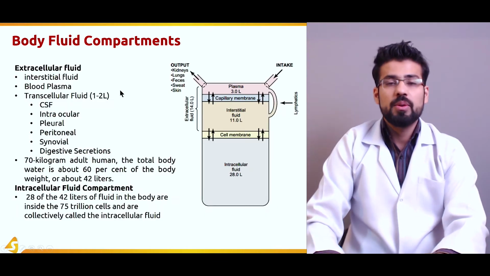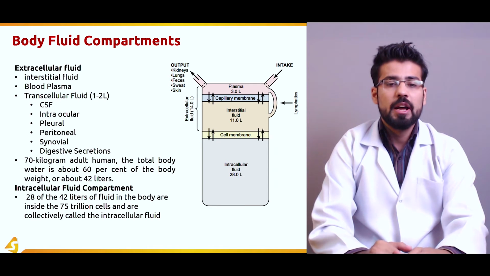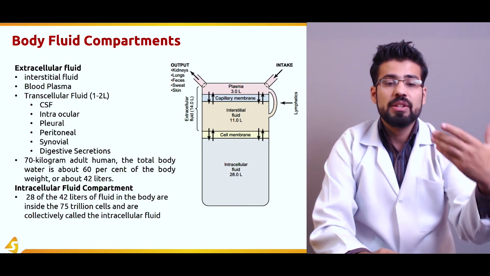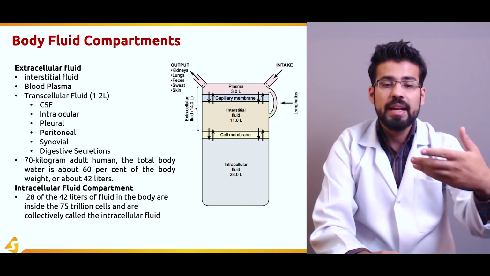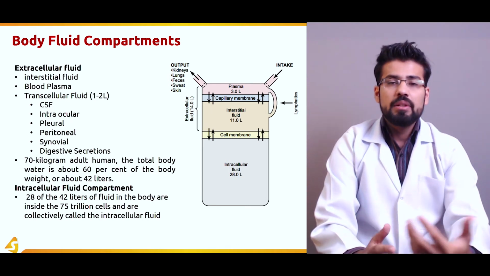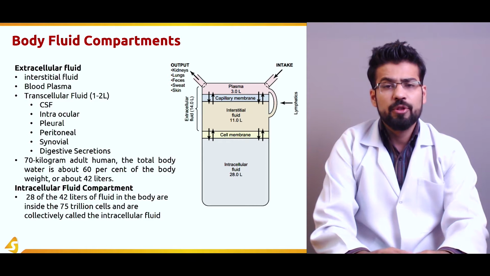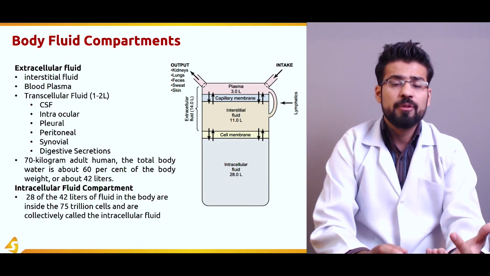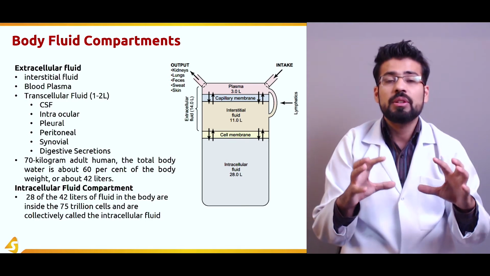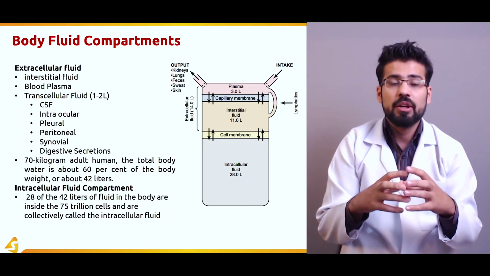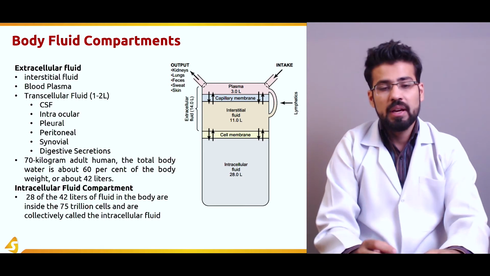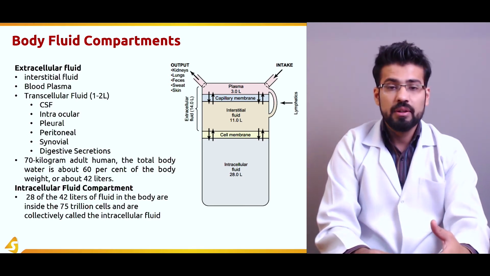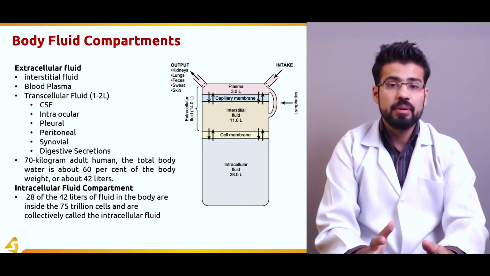So moving on towards the body fluid compartments. Of course, it is divided into two major portions: the extracellular fluid and the intracellular fluid. Let's start off with the extracellular fluid. It includes the interstitial fluid, which is the fluid in which the tissues of a particular organ bathe. Furthermore, it includes the blood plasma. It includes the transcellular fluid, which is around 1 to 2 liters.